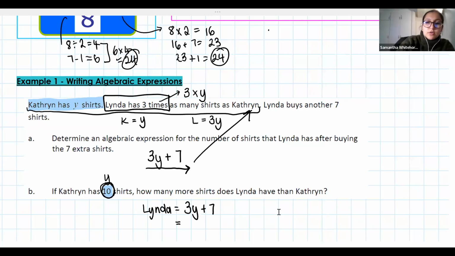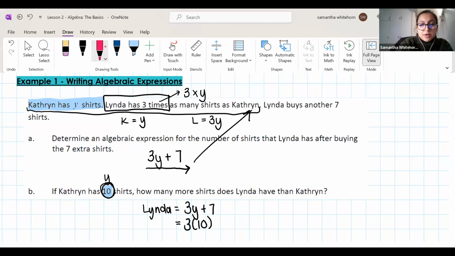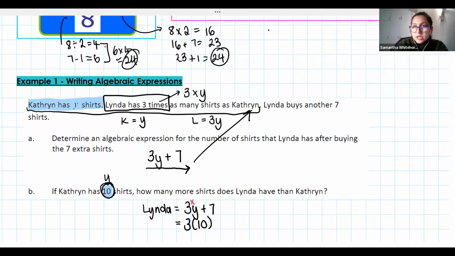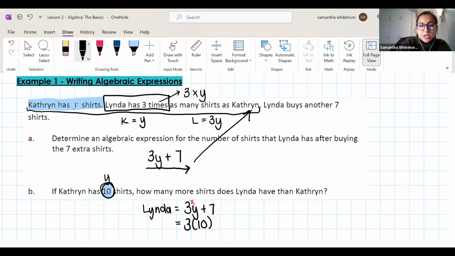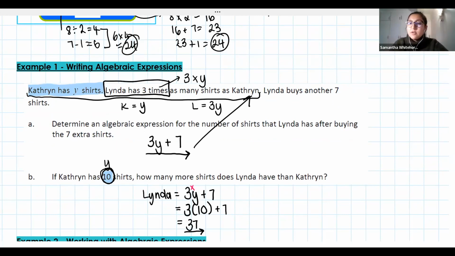Alrighty, guys, good. I'm glad our maths is working tonight. We know that Y is equal to 10, so we've got 3 times 10. Please remember that this number in front of your variable is the coefficient. The operation between your coefficient and your variable, the number and the variable, is multiplication. So it's 3 times 10 plus the 7 that she went and bought. Hopefully we know that 3 times 10 is 30, and 30 plus 7 is 37. So Linda has 37 shirts once she's bought the extra 7.